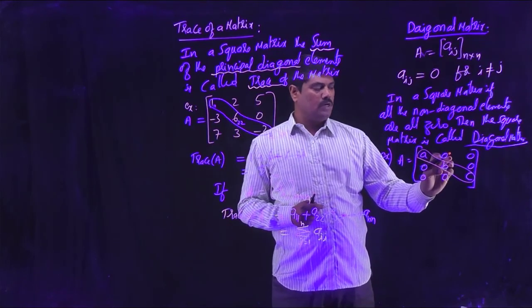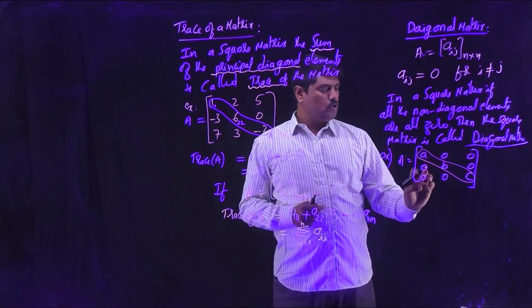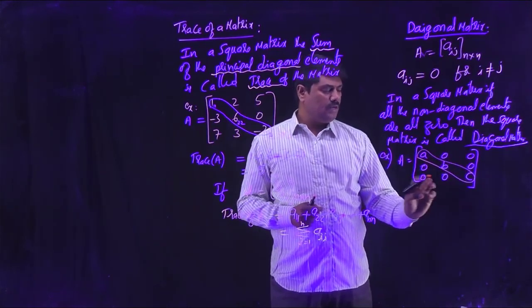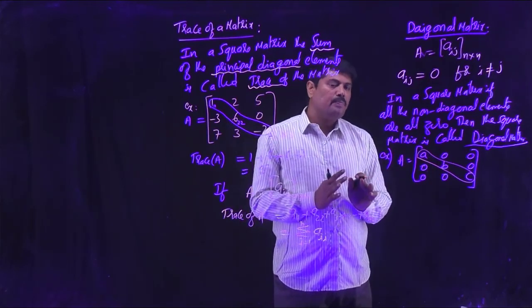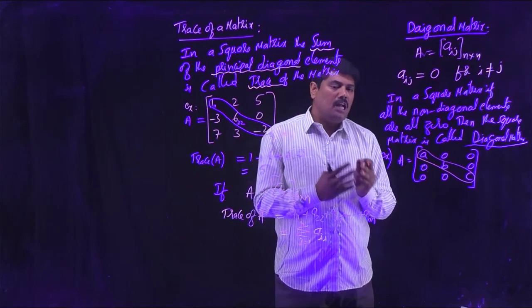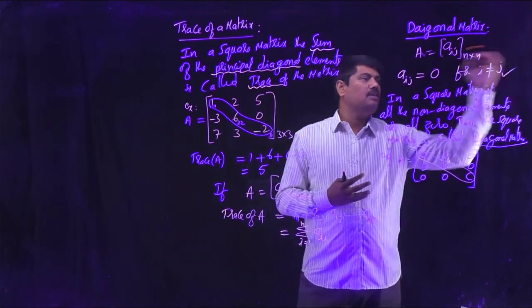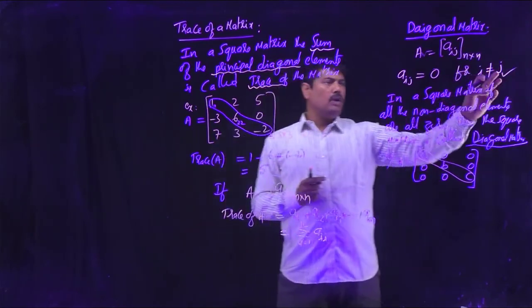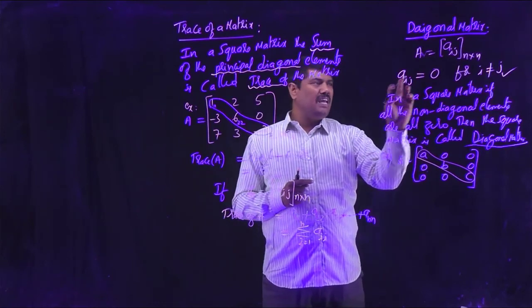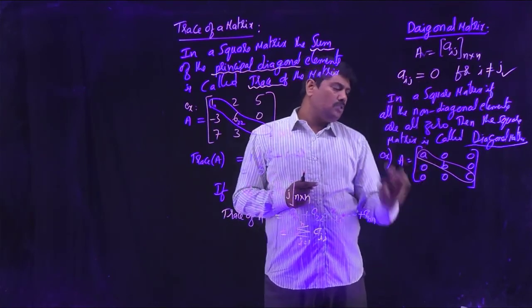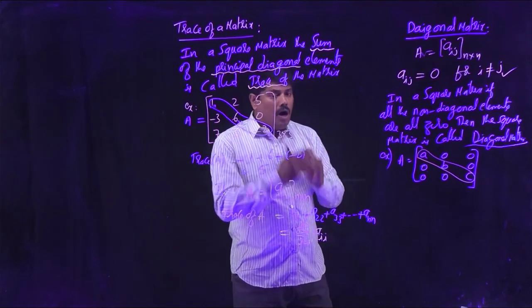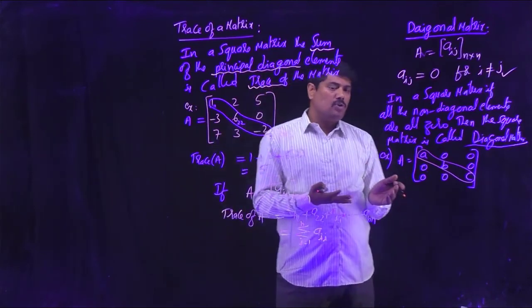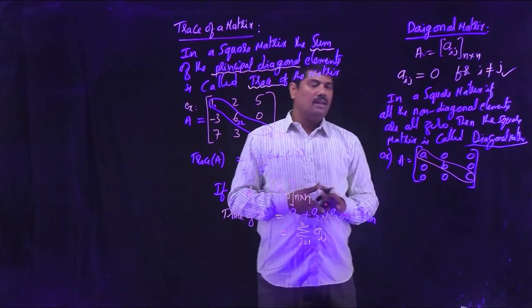Its positions are 1 2, 1 3, 2 1, 2 3, 3 1, 3 2. So you have to consider 0 where the row number and column number are different. That is the definition. For i not equal to j, you have to put the element as 0. Then that matrix is said to be a diagonal matrix. All non-diagonal elements are 0. That matrix is said to be a diagonal matrix.